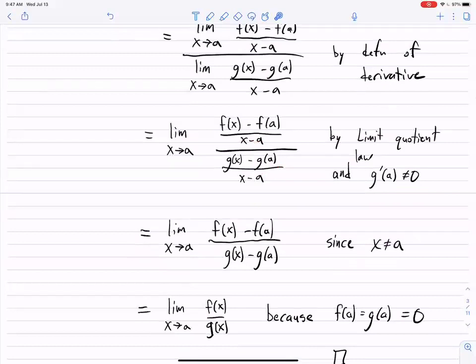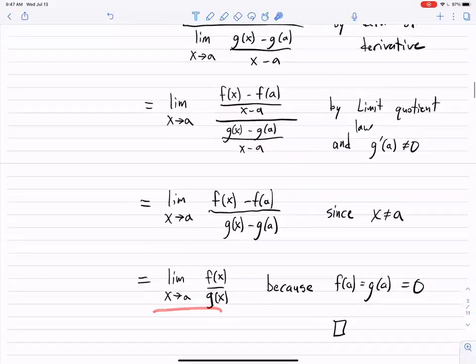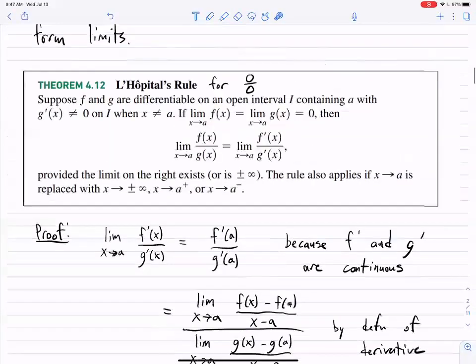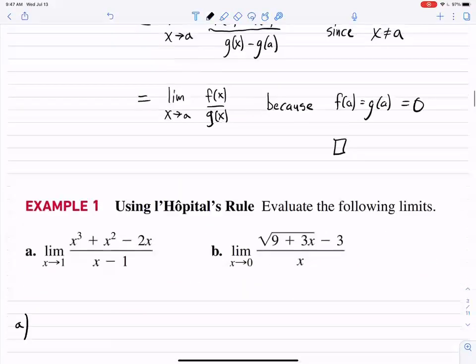And then we can just actually separate this into two things. So it becomes the limit as x goes to a of f of x over g of x. That's because f of a and g of a were both 0, right? If you actually plug in a to the function, it has to be 0 there. And so it's just equal to the limit. And so that's the idea. It's not a crazy proof, but it's probably easiest to show how L'Hopital's works in action.